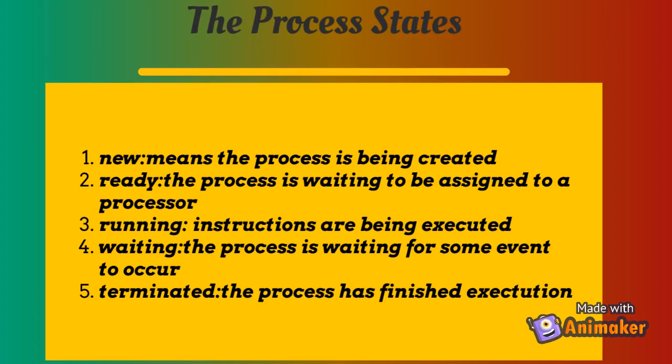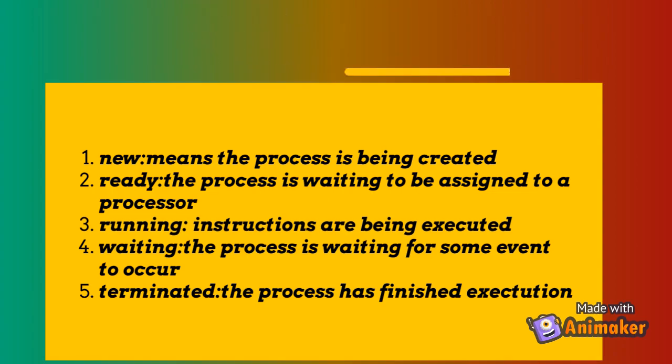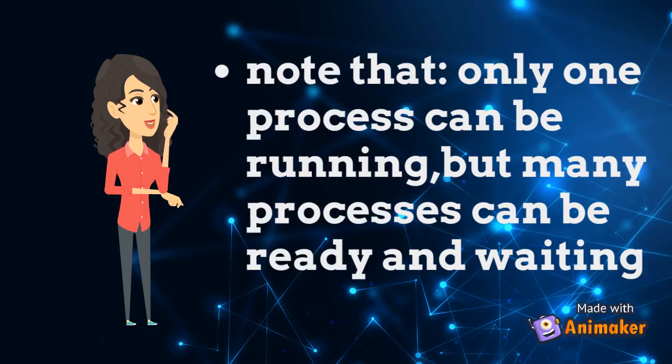Process states. The first state is new, which means the process is being created. The second state is ready: the process is waiting to be assigned to a processor. The third state is running: instructions are being executed. The fourth is waiting: the process is waiting for some event to occur. And finally the state is terminated: the process has finished execution. But note that only one process can be running, but many processes can be ready and waiting.